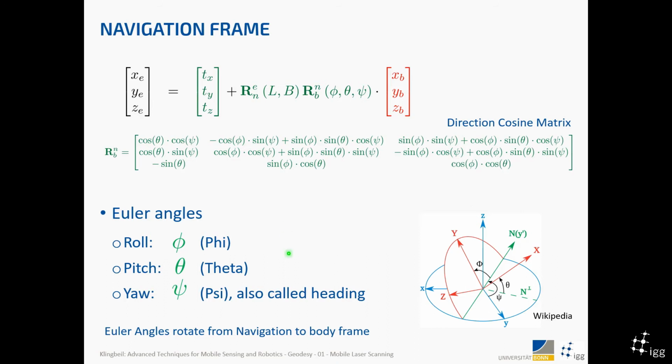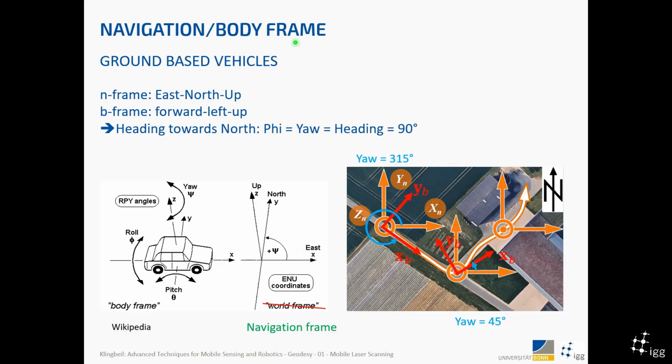Euler angles have been shown in many lectures already, so I don't want to go into details. Here, I just want to repeat the relation between the Euler angles and the navigation frame, and this is shown here. So for ground-based vehicles, the navigation frame is usually east, north, up, right? This is the navigation frame, an example that I got from Wikipedia. So the navigation frame is pointing east, X, and the Y-axis is north, and the Z-axis is up.